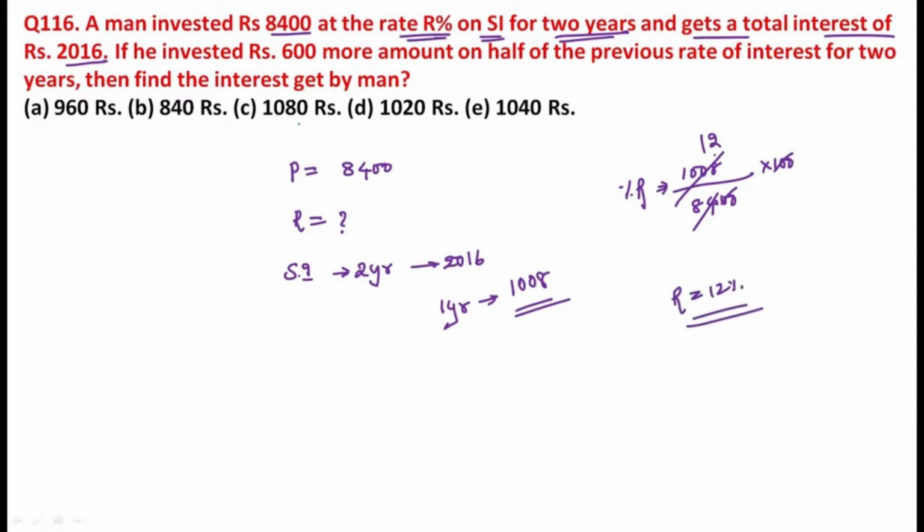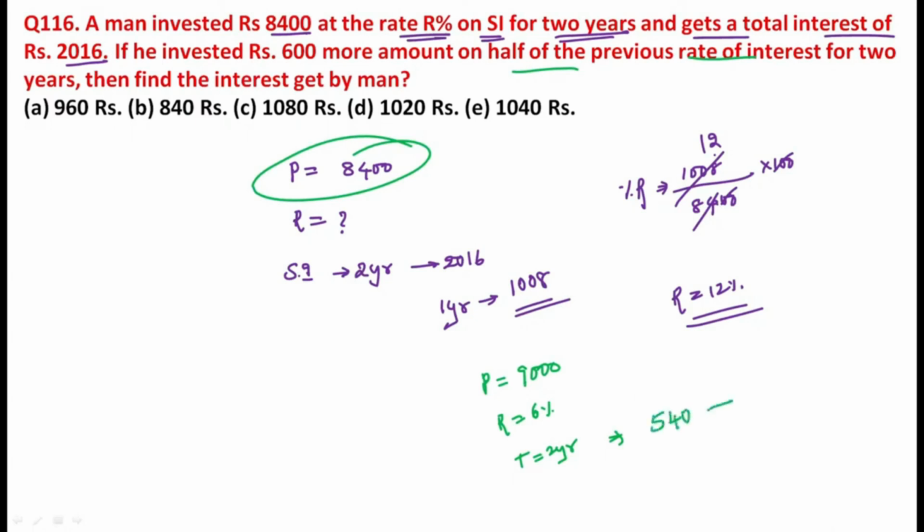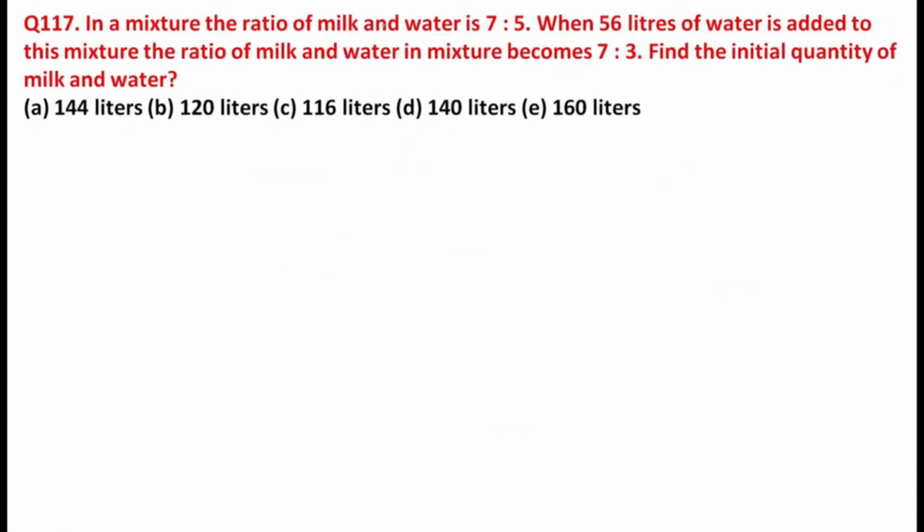Now you can see the information. If we invested 600 rupees more, now the principal becomes 9,000. Half of the previous rate of interest. Rate of interest is equal to 6%. So what is the interest for 2 years? Now see, 6 percentage of 9,000. So 9 6s are 540 rupees per year. For 2 years, simply you can multiply 540 into 2, which is equal to 1080 rupees. Next, go for the next question.